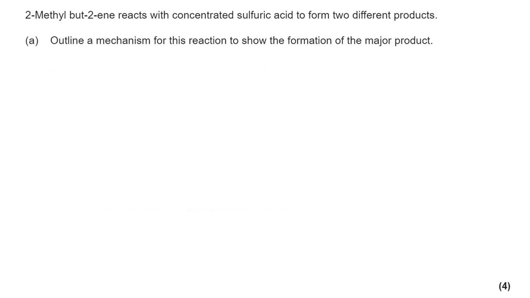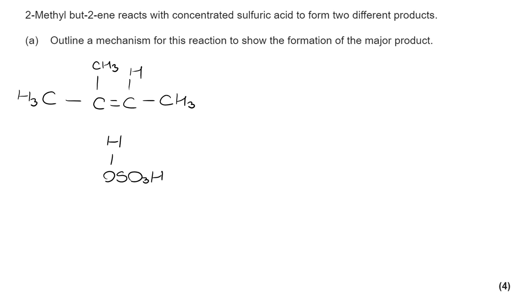Okay, so taking a look at part A, we are outlining the mechanism for the formation of the major product. Now we need to start by making sure that 2-methylbutene is drawn out correctly. So I have that. We know we're using H2SO4, but when we're doing this mechanistically, we have to show it in a different way. So I'm going to use HOSO3H. Some people will use OSO2OH. It's whichever you're more familiar with.